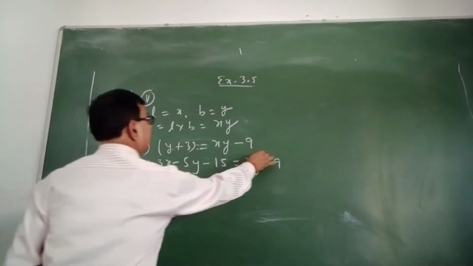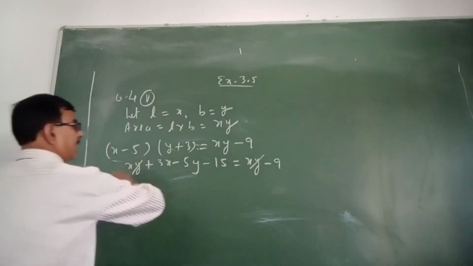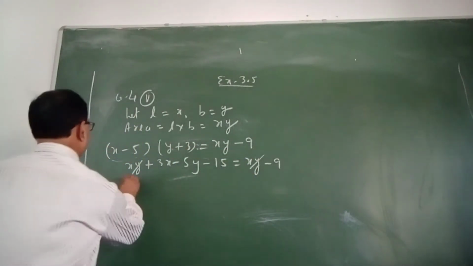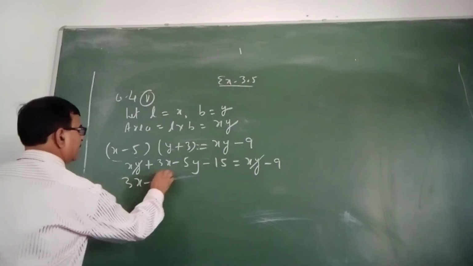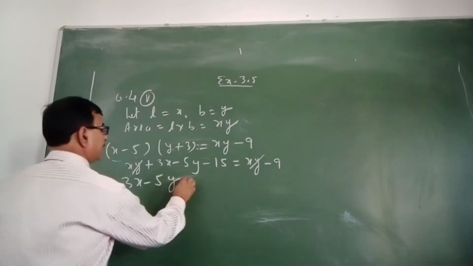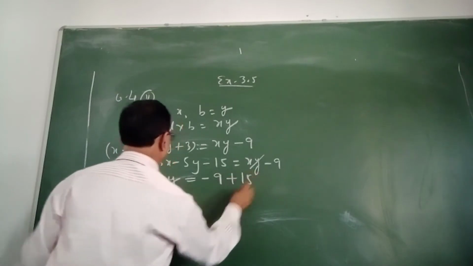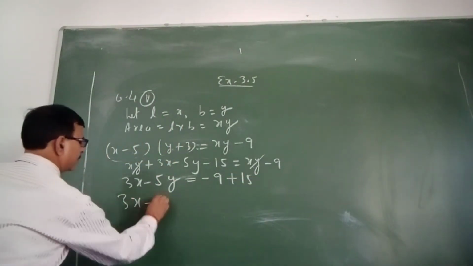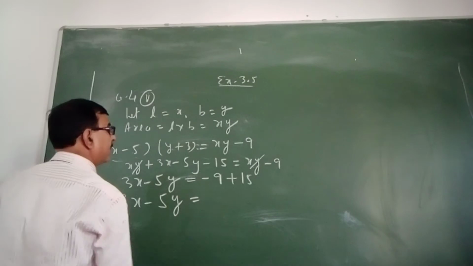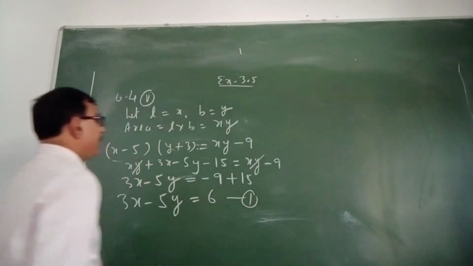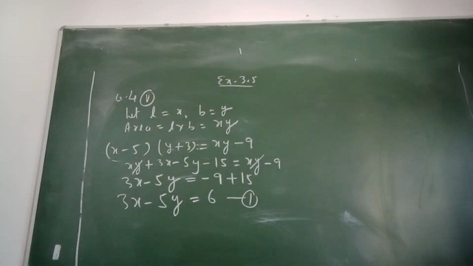So xy cancels with this xy, because this xy will go there and the minus sign, it will cancel. So the equation is 3x minus 5y is equal to minus 9 plus 15. So 3x minus 5y is equal to 15 minus 9, which is 6. Right? This is the first equation.